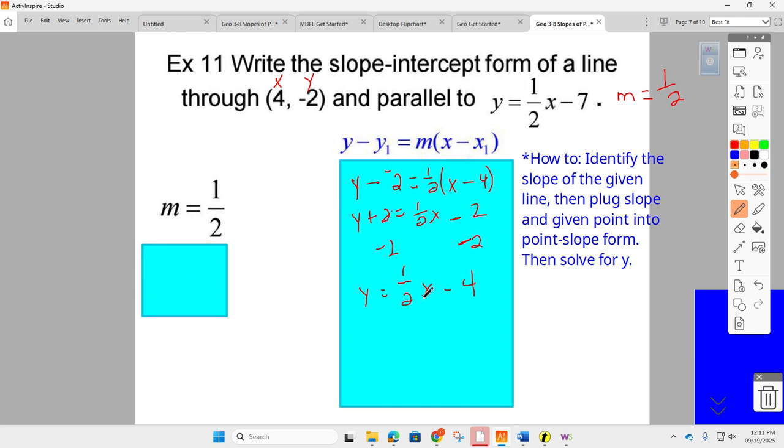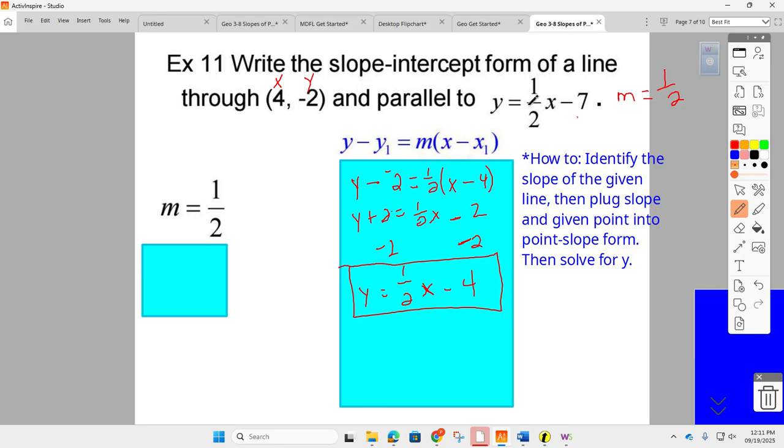Yes. Well, I'm trying to isolate y, right? So what's happening to y? We're adding 2 to the y. So the only way to undo adding 2 is to subtract 2, right? I thought you were trying to do it like that.